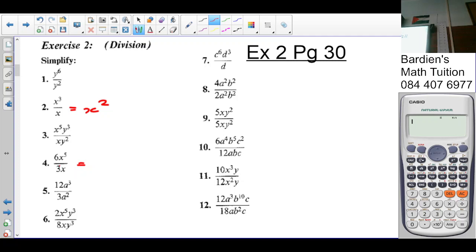3 goes into 3 once, 3 goes into 6 twice. So it's 2. 5 minus 1 is 4. You get another chance.